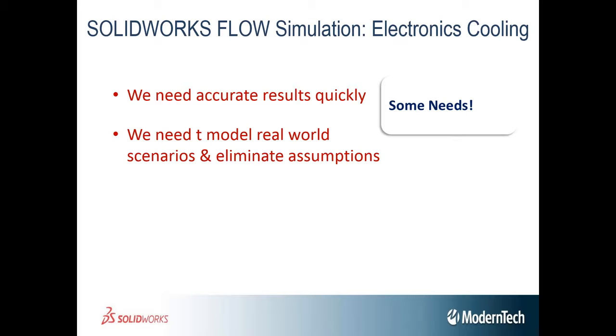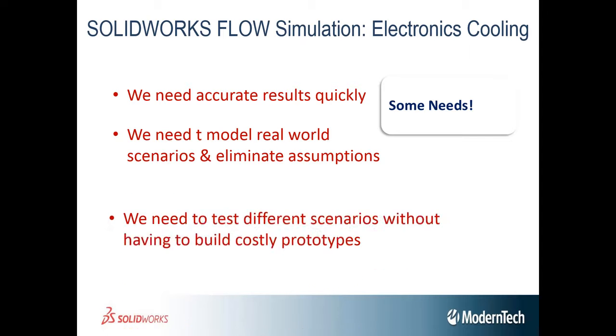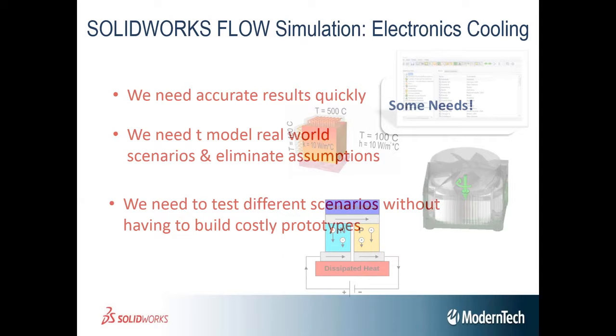We need to be able to simulate real-world models and scenarios and eliminate assumptions. The farther away you get from a real-world scenario, the more assumptions you have to make, and so your results may not be as accurate as you'd like. And finally, we need to be able to test different scenarios without having to build costly prototypes. We don't want to have to make five different prototypes to test five different scenarios. That's expensive and time-consuming.